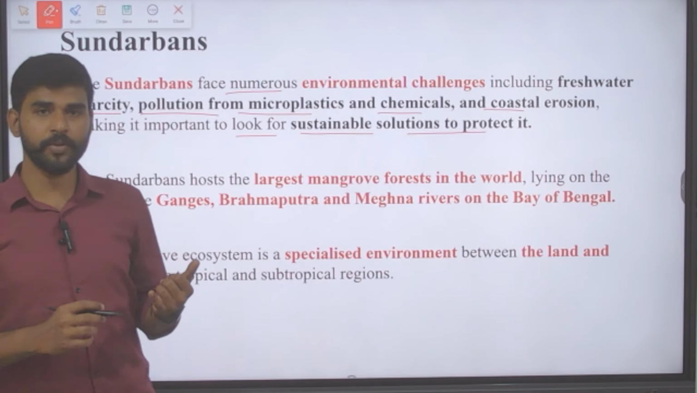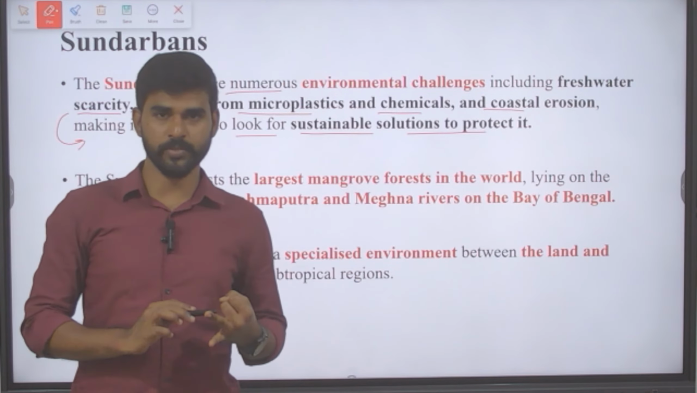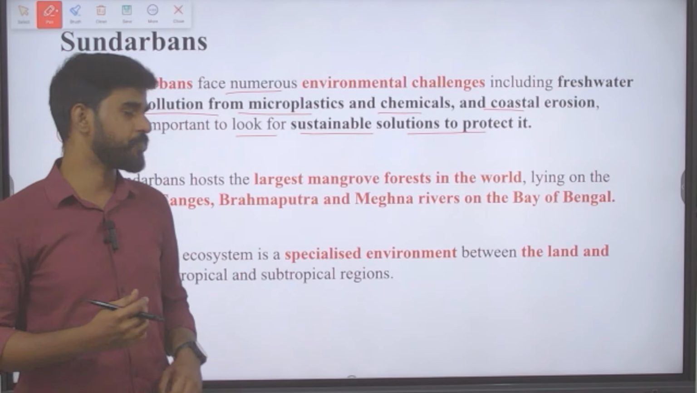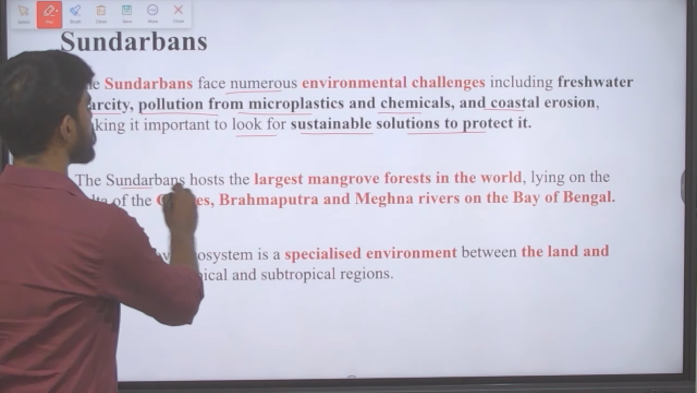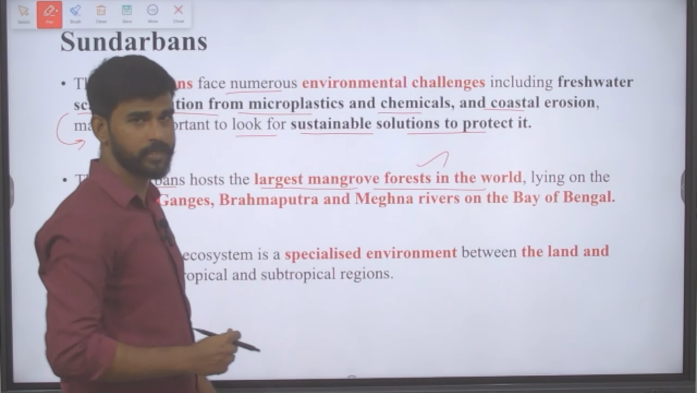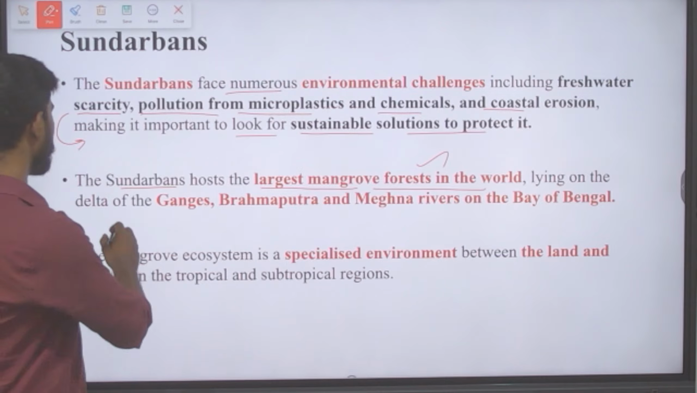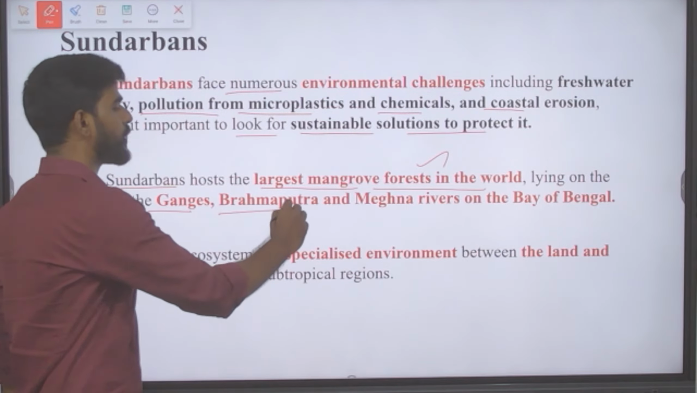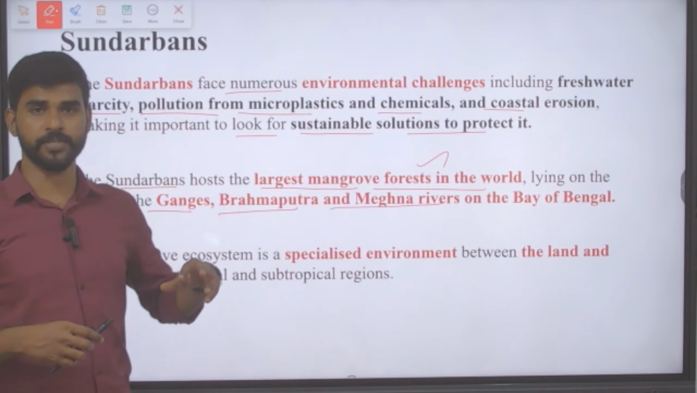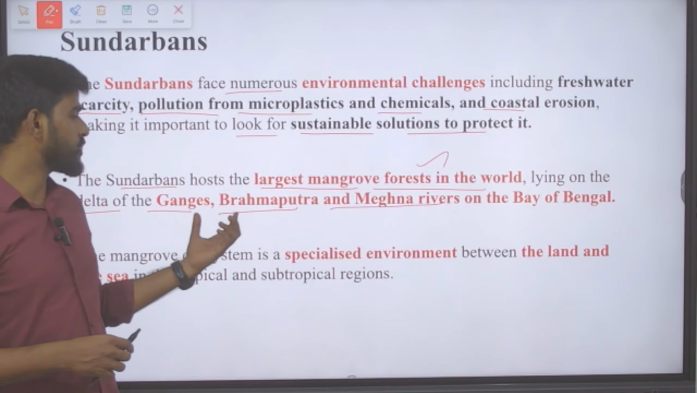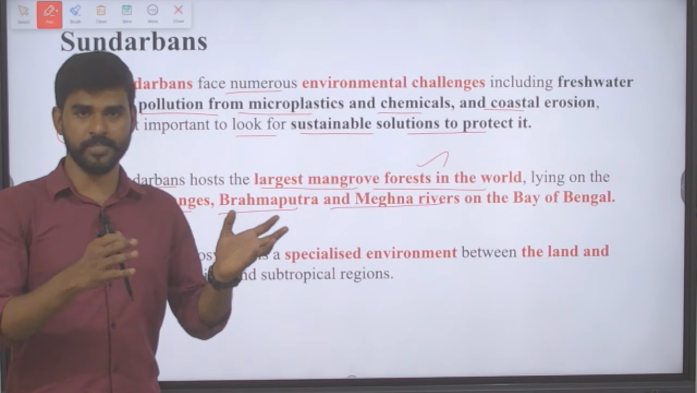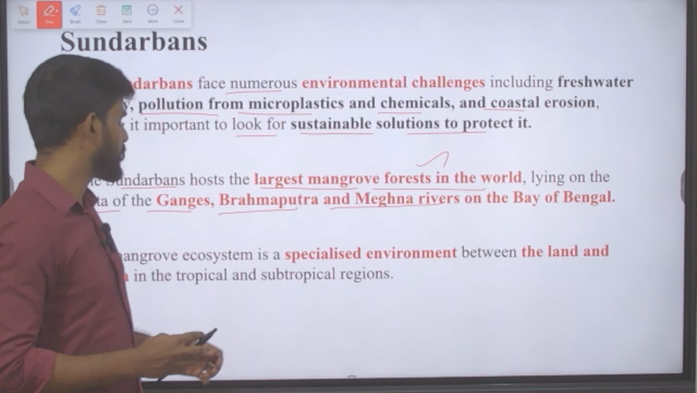Here we need to understand what is mangrove forest, what is Sundarbans, and what are all the different features and characteristics of Sundarbans ecosystem. Sundarbans host the largest mangrove forest in the world. This is a well-known fact, and it is lying on the delta of Ganges, Brahmaputra, and Meghna rivers on the Bay of Bengal. Three rivers: Ganges, Brahmaputra, and Meghna. Their delta region forms Sundarbans.